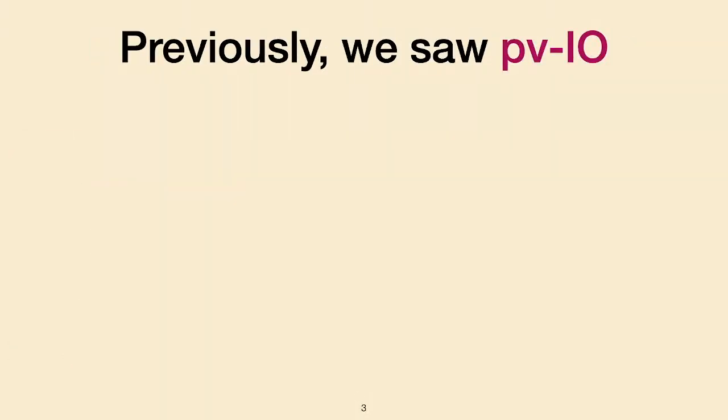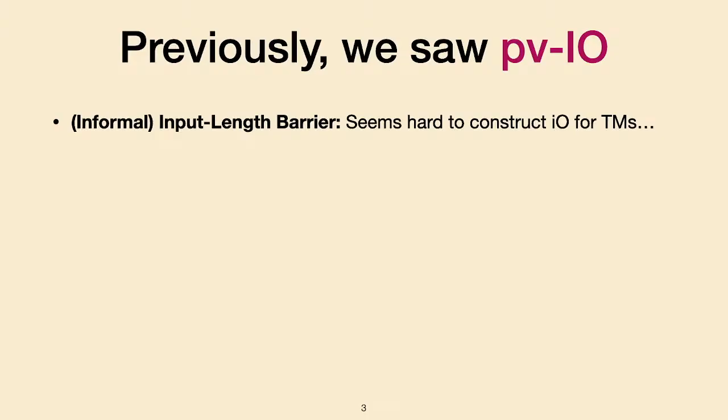Okay, anyway, previously we saw PVIO. In this talk, we can take everything that we've seen today as a complete black box. Informally, Chunjung introduced the input length barrier, or the non-falsifiability barrier, and it seems in general very difficult to construct I/O for Turing machines.